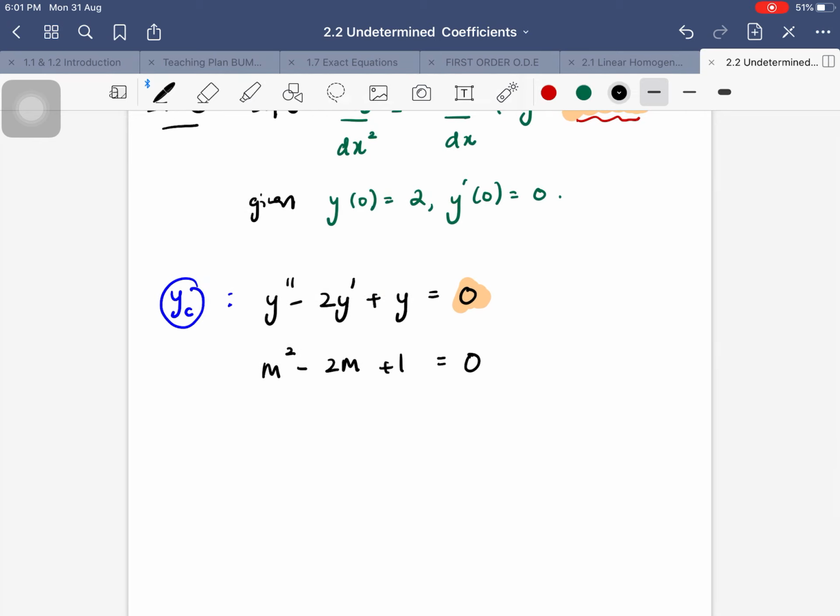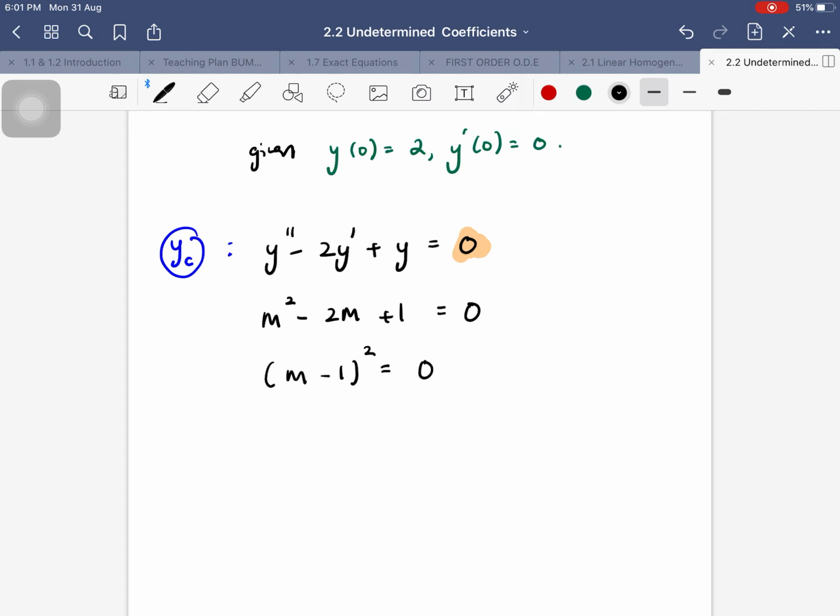So based on your roots, you could either get distinct solution, equal solution, or the complex root solution. Okay, and for this case, I know that when I factorize this, I'll end up with m minus 1 squared equals 0. So this is going to be the case of equal roots, for which what happened is that my m1 is going to equal 1, and my m2 is also going to equal 1. I'm going to have equal roots. So let me put over here. So I'm going to have the case of equal roots.